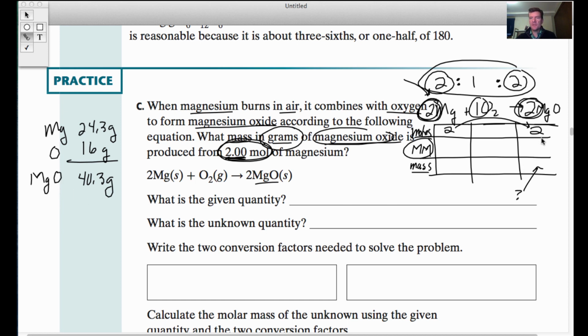So what I have to do is I use that to go from moles to the mass of those 2 moles. Each mole is 40.3 grams. I have 2 moles of the magnesium oxide. So I need to multiply by 40.3, and I'm going to get 80.6 grams for the mass of magnesium oxide when it reacts with 2 moles of magnesium. Okay? Let me do another example.